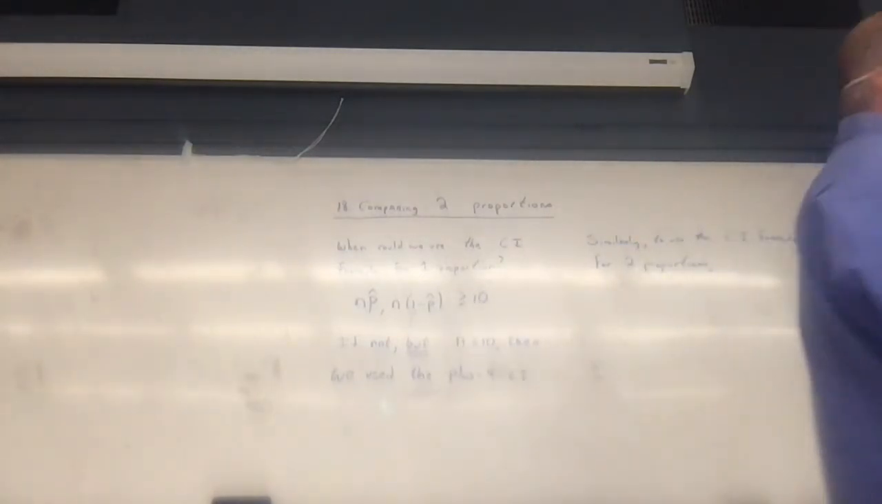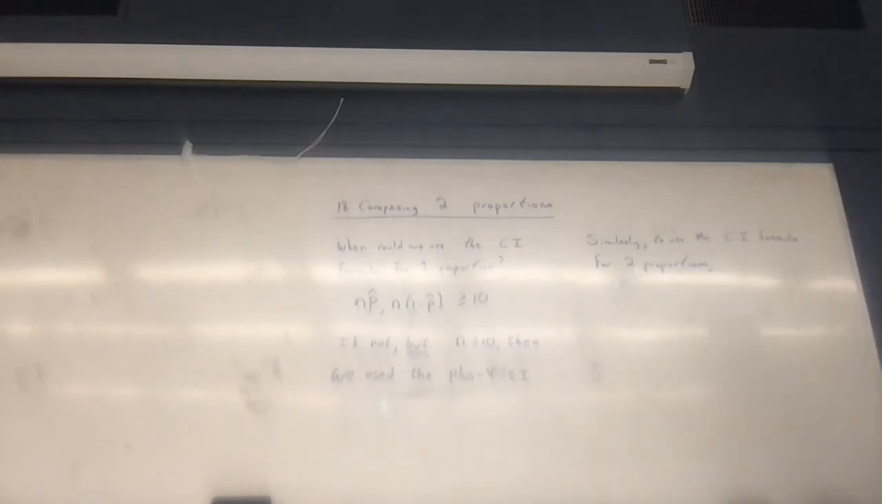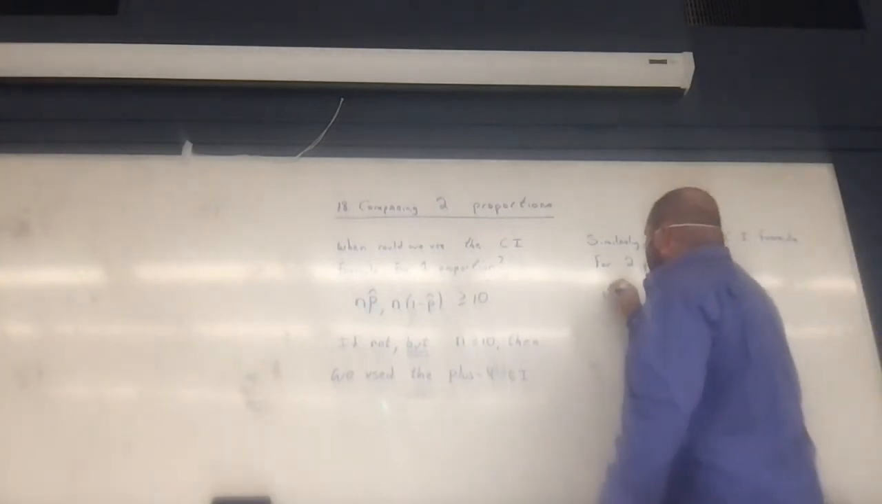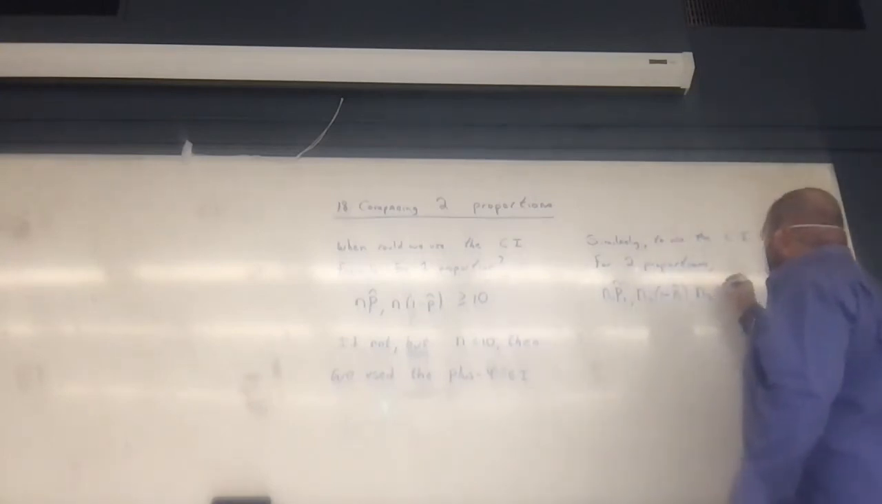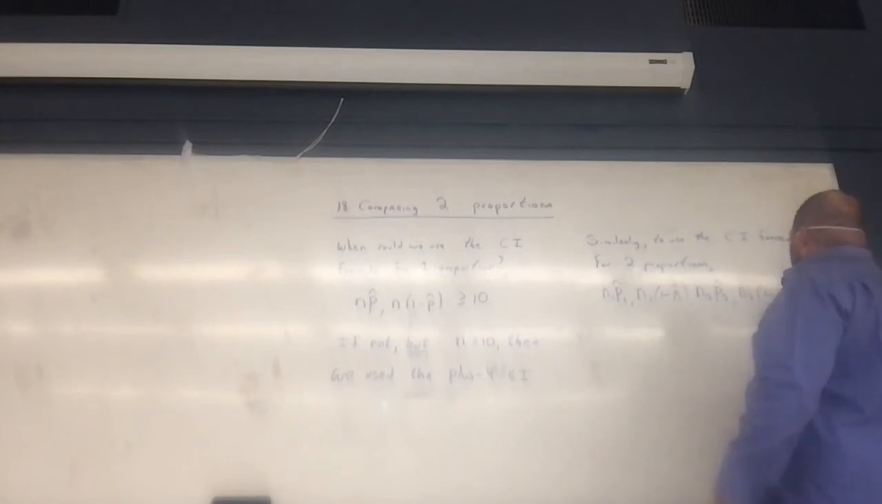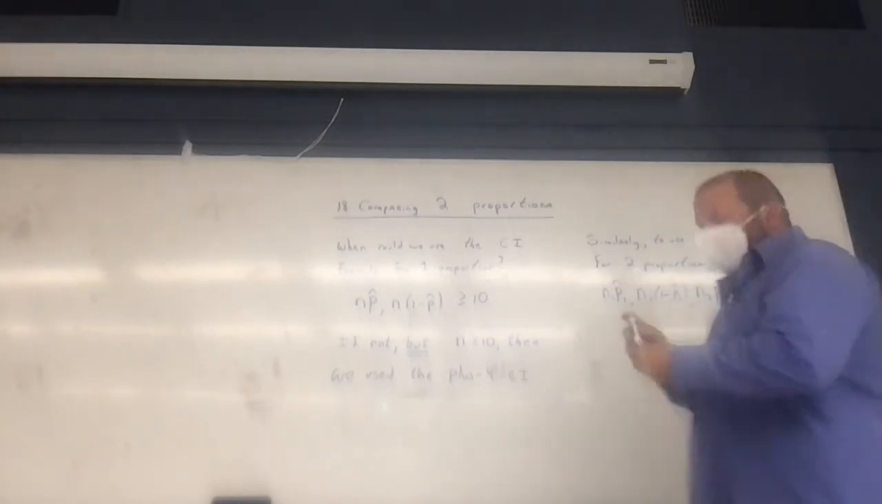Wouldn't it do the same thing, but instead of n plus one and then plus two? Well, why would I ever do n+1 and n+2? Well, so we want to have conditions on n1 p1 hat and n1 (1 minus p1 hat), and n2 p2 hat and n2 (1 minus p2 hat).